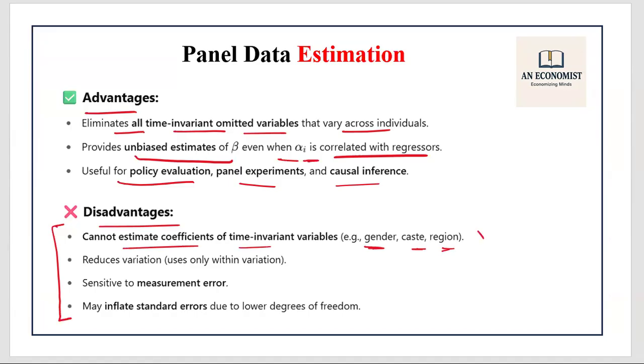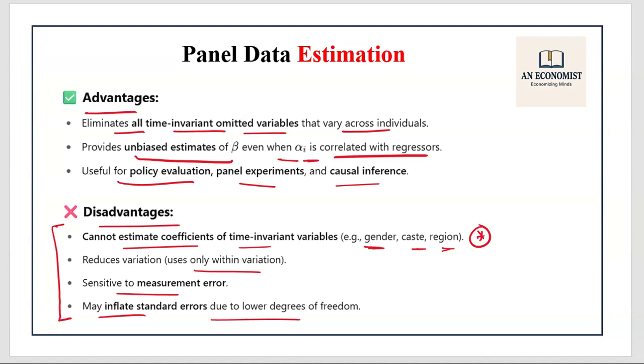This is one of the severe drawbacks. Now, the second thing is that it reduces variation only within variation, not across variation. Only within variations can be handled. Third, it is sensitive to measurement error. And the fourth, which is also a very severe disadvantage, is that it may inflate the standard errors.